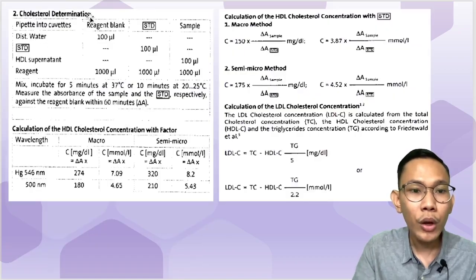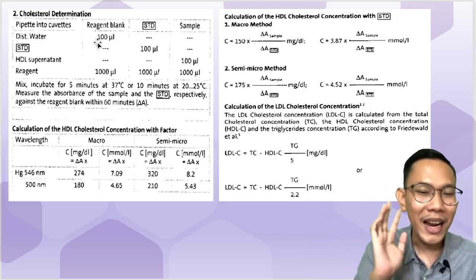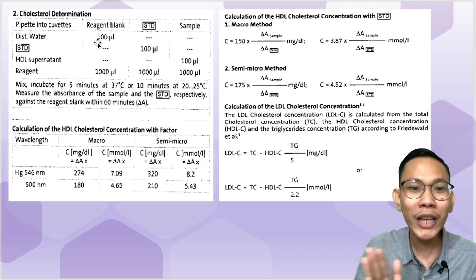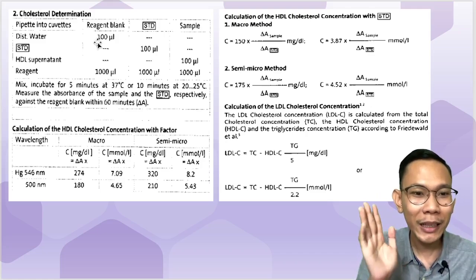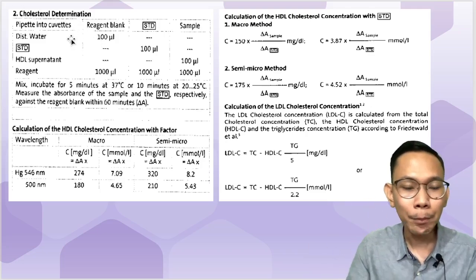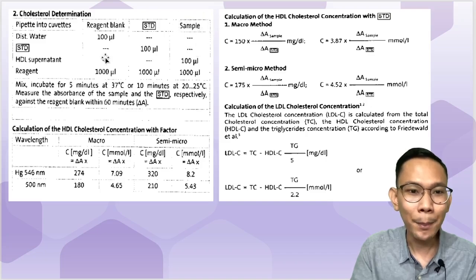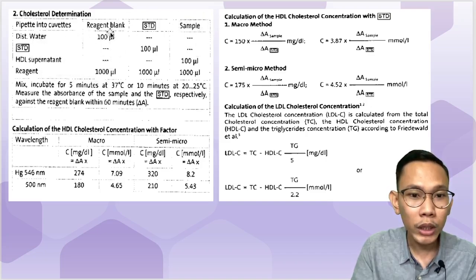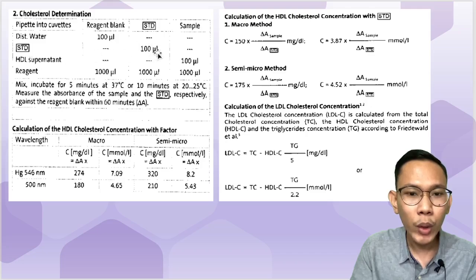We will now proceed with the cholesterol determination of your HDL. So, pipette into cuvettes. Again, same pa rin. Ang kinag-iba lang sa procedure natin kanina is that walang precipitation yung first procedure. The next package insert na diniscuss natin, may precipitation na. And then, we have another procedure. So, you will prepare your reagent blank, your standard, and your sample. Composition ng reagent blank: distilled water, 100 UL, and your reagent. Your standard, 100 UL ng standard, and your reagent is 1,000 UL.